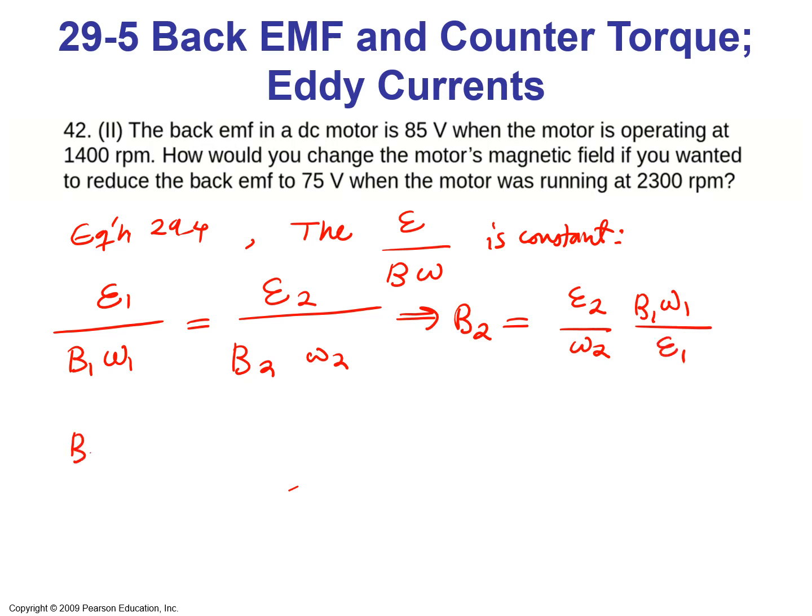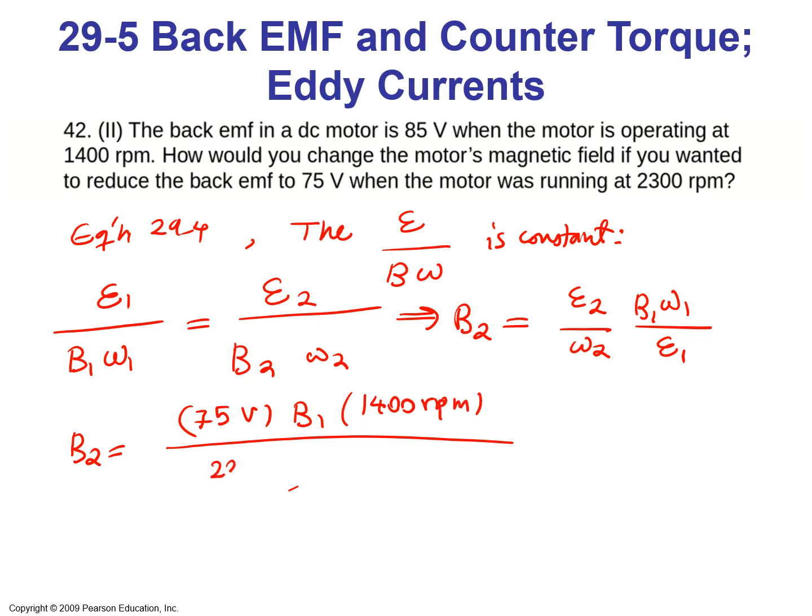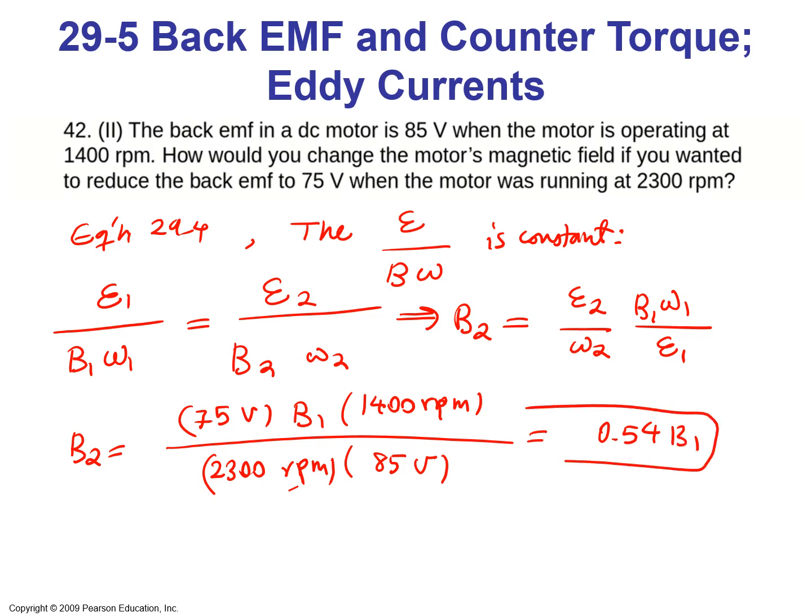So plug in the values and solve it for B2. We have 75 volts times B1. Omega 1 is 1400 RPM. Omega 2 is 2300 RPM. And EMF1 is 85 volts. That gives us 0.54 B1. So we have to reduce the magnetic field to 54% of its original value.